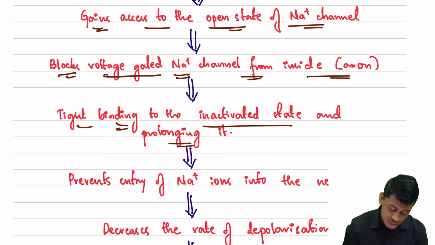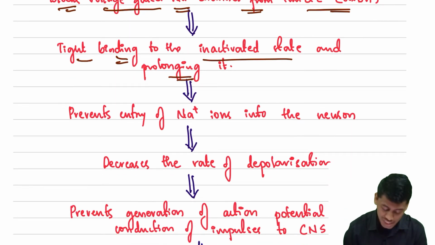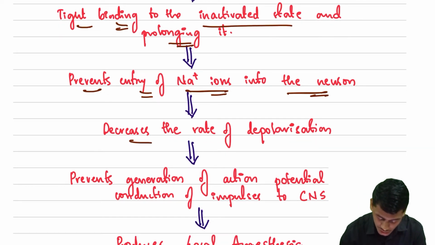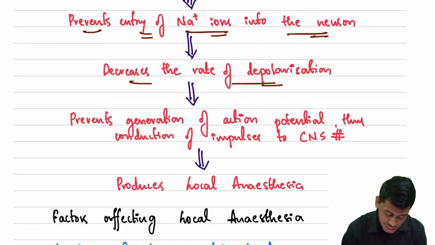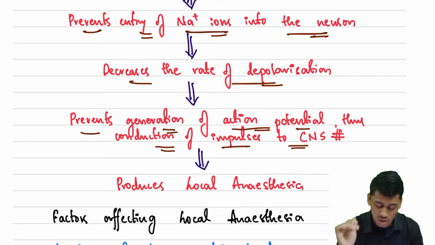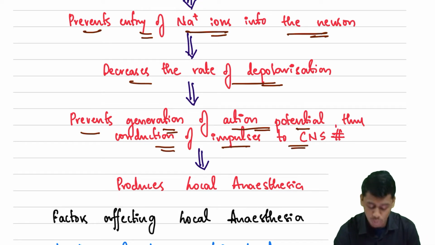What happens if it prolongs the inactivated state? It prevents the entry of sodium ions into the neuron. So when you block it, it prevents the further entry of sodium ions. Thus it decreases the rate of depolarization. Finally, it prevents the generation of action potential. Thus, conduction of the impulses to the CNS is completely blocked. So, by decreasing the rate of depolarization, it prevents the generation of action potential.